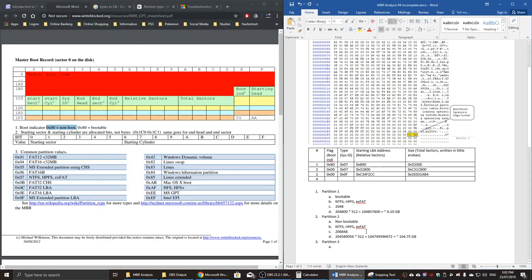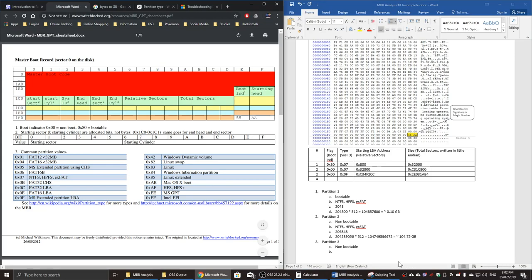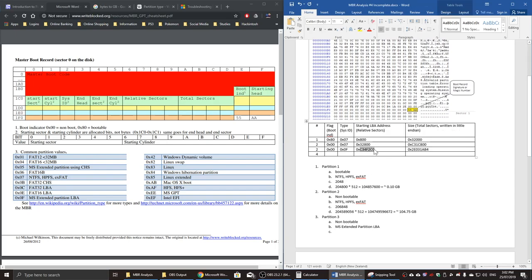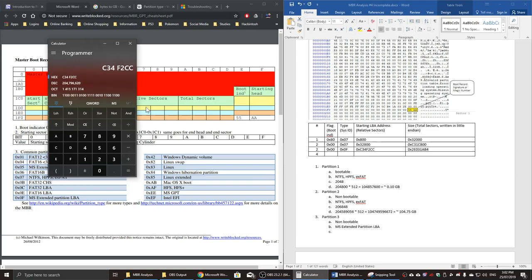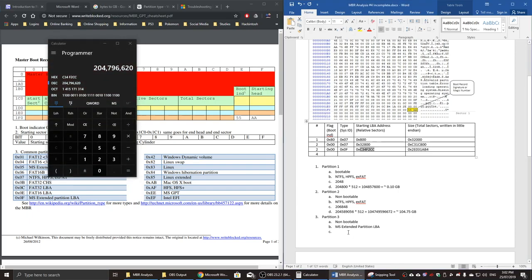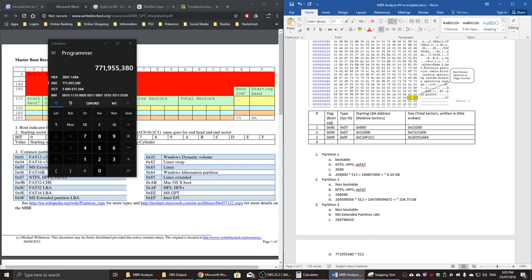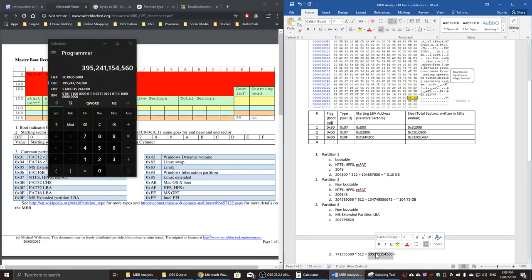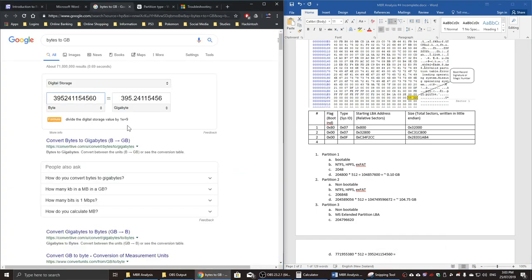So let's go to partition 3. 00 is non-bootable. 0x0f system ID type is luckily over here. This is the Microsoft extended partition LBA. And the value of the starting LBA address in hex is that, and then the size of this particular one, in decimal, multiplied by 512 is that value, which in Google, once we convert it, is coming up to 395.24 gigabytes. And this is an extended partition.